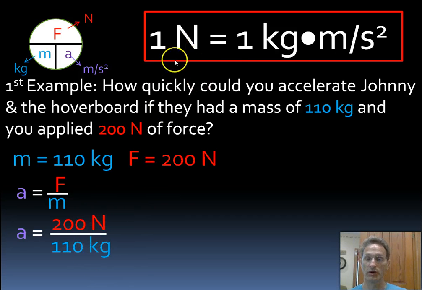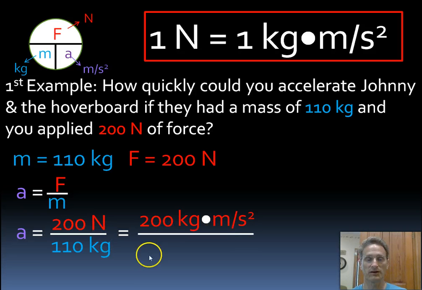Now, by the way, if 1 newton is 1 kilogram meters per second squared, then 200 newtons is 200 kilograms times meters per second squared. It's that easy. So we slide our equal sign over here. We're going to slide our 200 over, and we're just going to expand that newton unit out to kilogram meters per second squared.